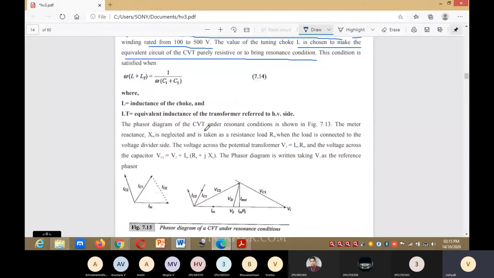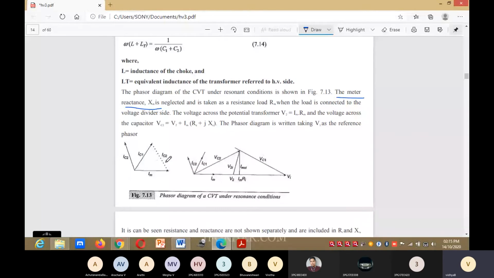The phasor diagram of the CVT under resonant conditions: the meter reactance Xm is neglected and it is taken as a resistance load Rm. When the load is connected to the low voltage divider side, the voltage across the potential transformer V2 is equal to Im Rm. You can observe this in the phasor diagram.